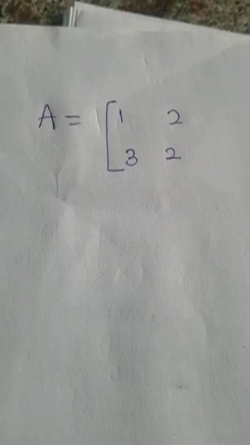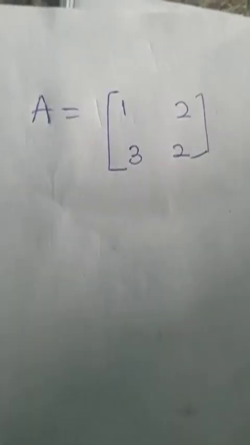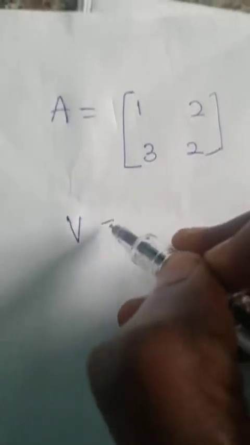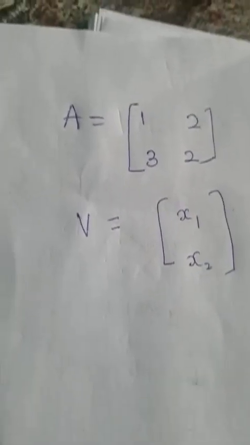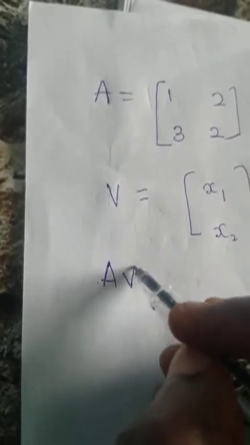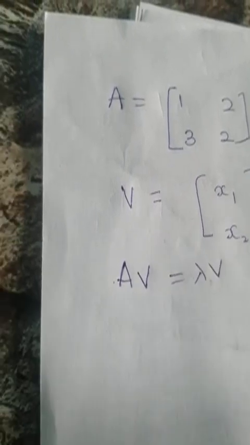Now, assume you have a 2 by 2 matrix. Let's say A equals 1, 2, 3, and 2. So, assume your vectors. You can name them any variable, x1, x2. You can decide to name it x and y. The first thing you do is to create your characteristic equation from the formula AV equals lambda V.